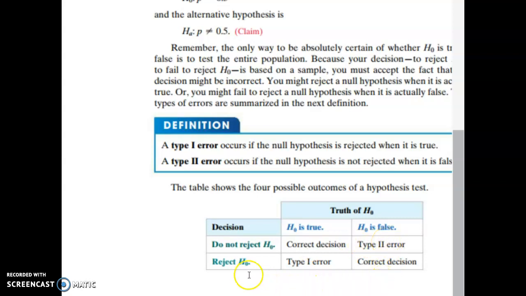The other possible outcome is that we reject the null hypothesis. Again, that could be the correct decision because the null hypothesis was false. It should be rejected. But again, that could be an error. And if that's the case, we call that a type 1 error.